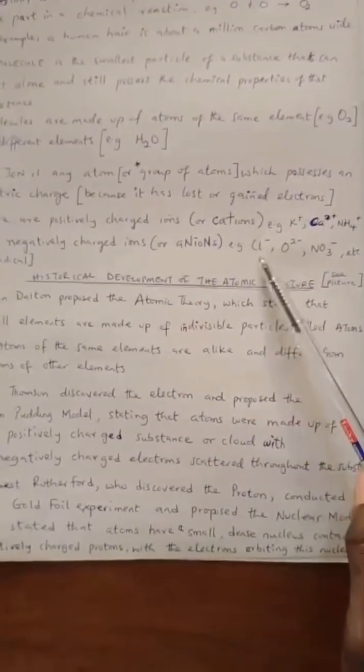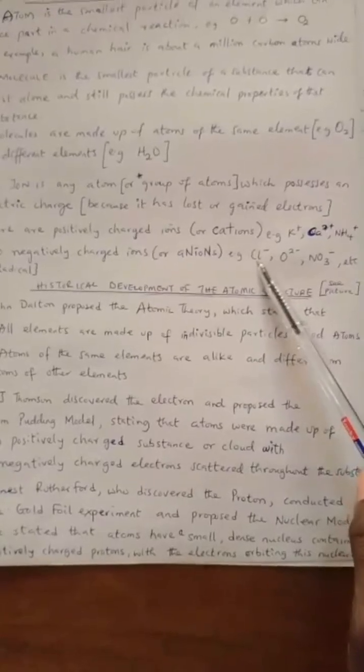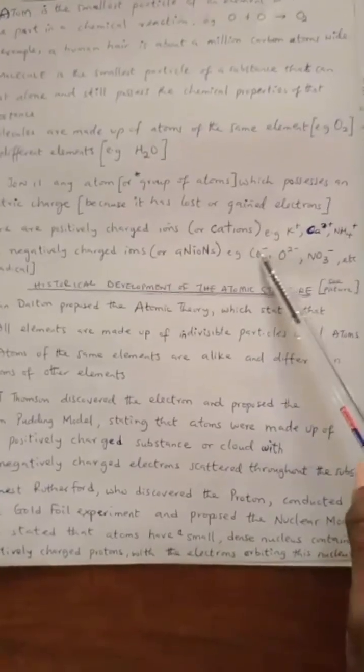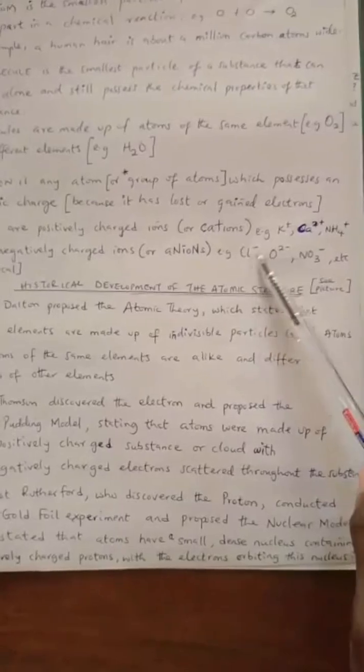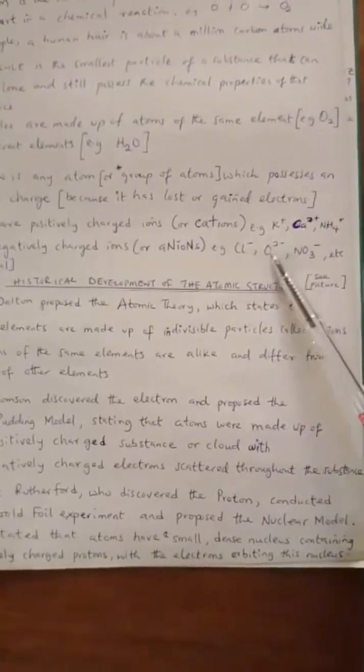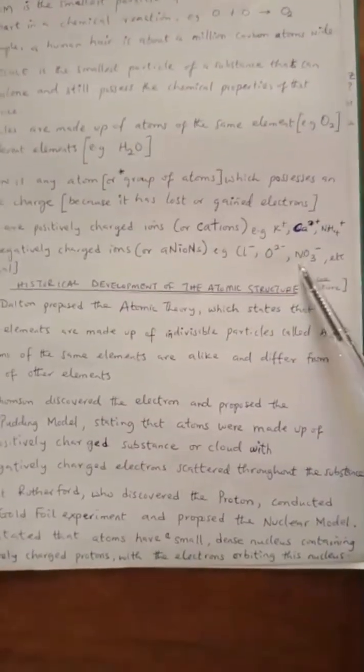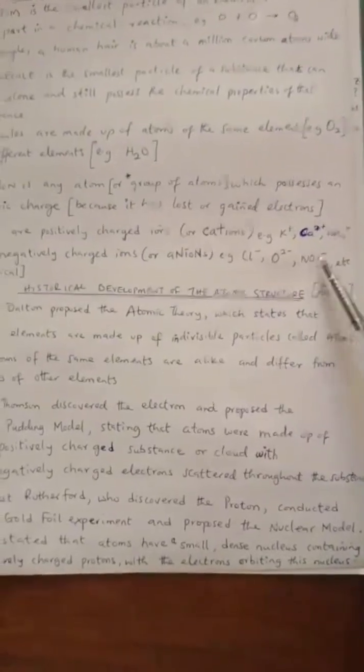Okay, how about negatively charged? We have the chloride ion. When the chlorine atom gains an extra electron, it becomes negatively charged. So chloride ion, negatively charged. Oxygen ion, then a radical, this is a negative radical, that's nitrogen, and so this is the nitrate ion.